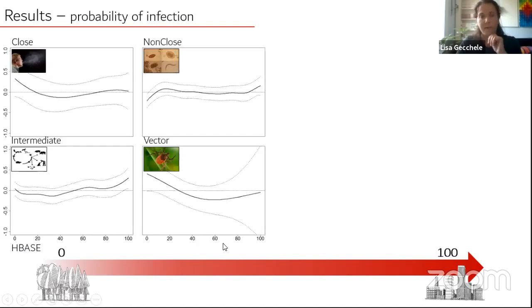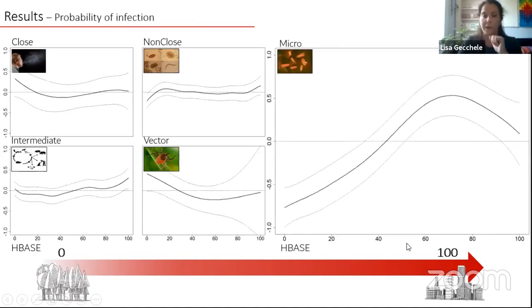So these are the results. On the x-axis, you have your urbanity level between 0 and 100. On the y-axis, you have your probability of infection. And these are the 4 transmission traits. You can see that there is really not any distinguishable pattern there. However, if you actually look at the microparasites, you can see that there's a very clear pattern of increased probability of infection that peaks around 70% of built-up space, and then reduces as built-up space percentage goes up again.